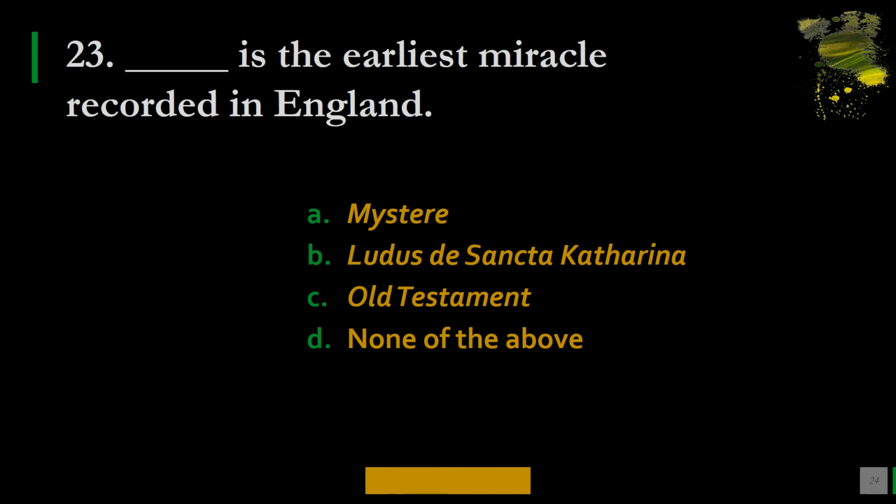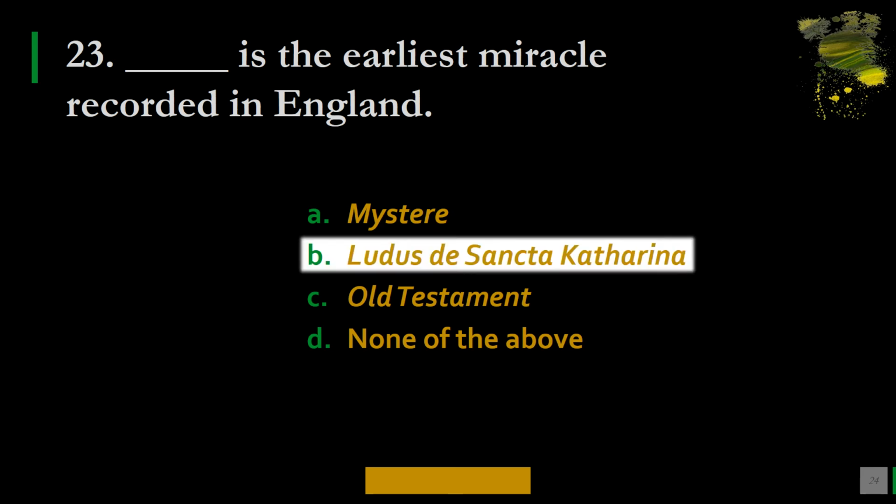23. Dash is the earliest miracle recorded in England. A. Mystere, B. Ludus de Sancta Katharina, C. Old Testament, and D. None of the above. Correct option is B. Ludus de Sancta Katharina.